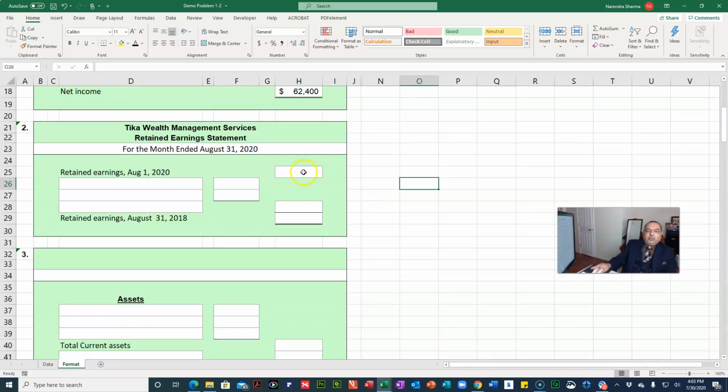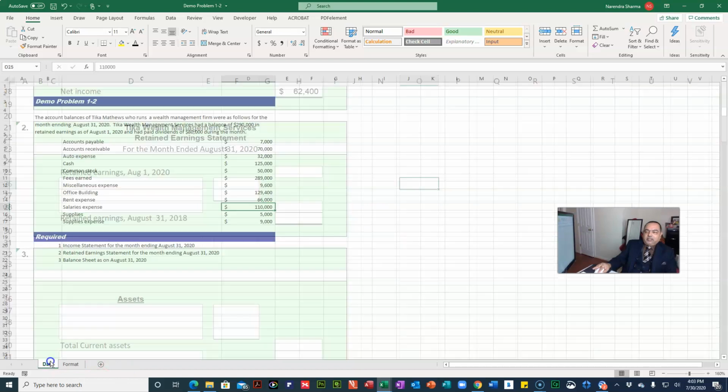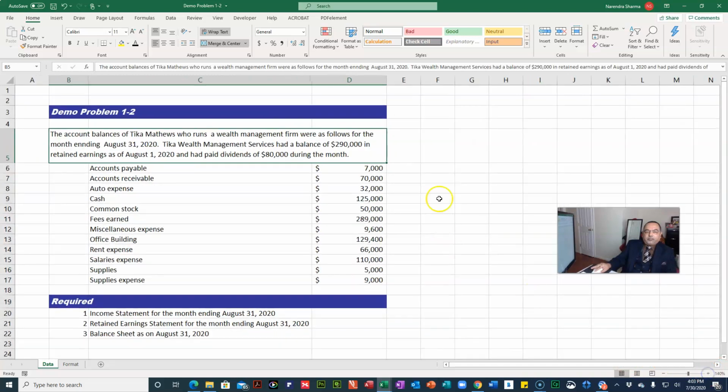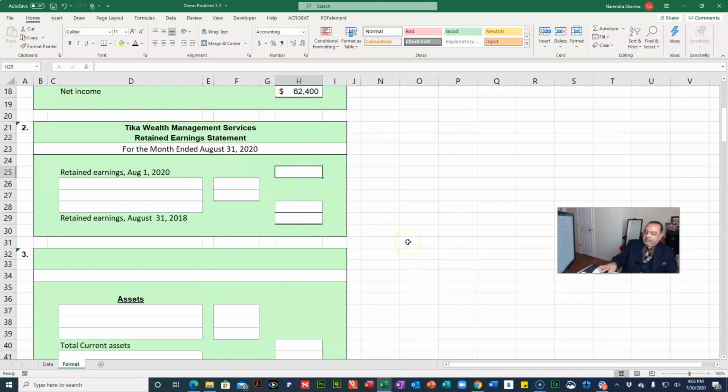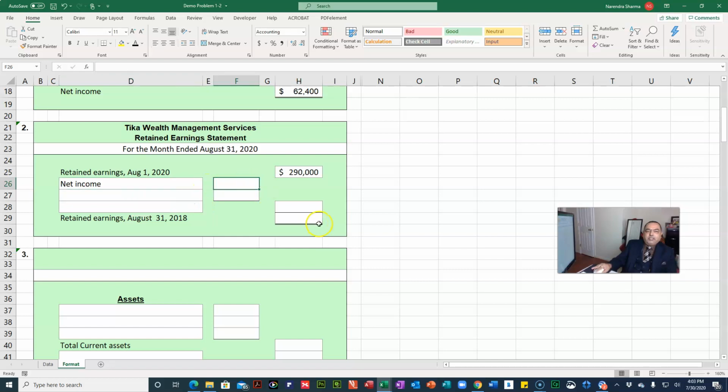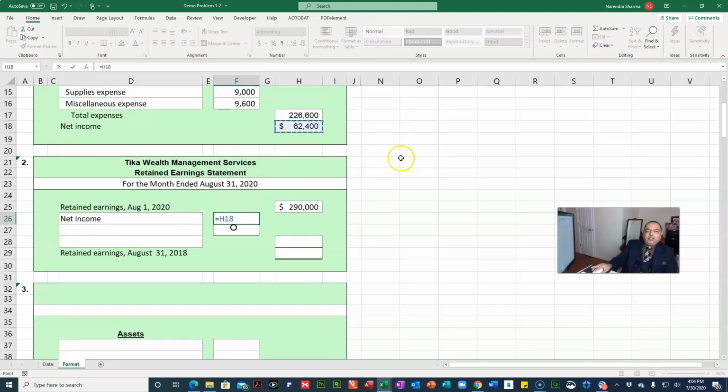We always start with the opening balance of the retained earnings. Remember, we were told that retained earnings was 290,000. So we take that 290,000 and put it here. And then the next thing we do is the net income that we have got. Remember, that's the net income. We are bringing it down. So the net income you calculated in your income statement was 62,400. So I'm going to bring that down.